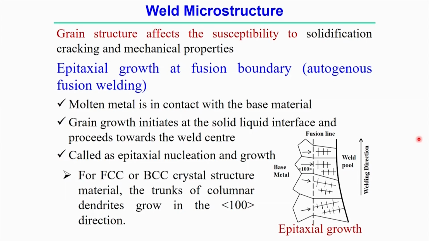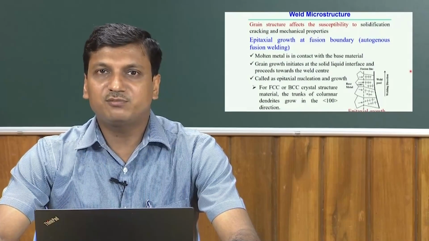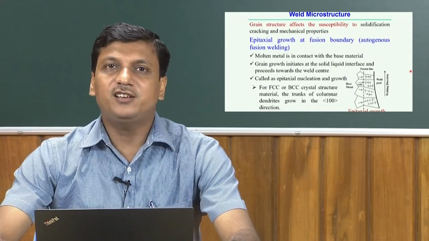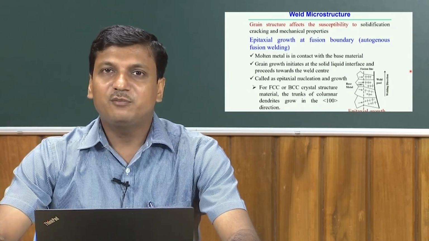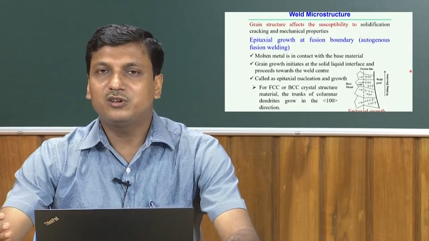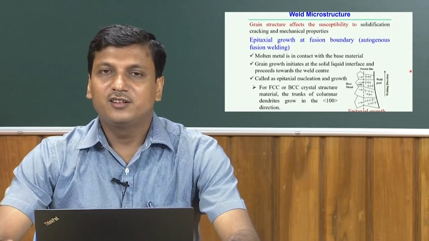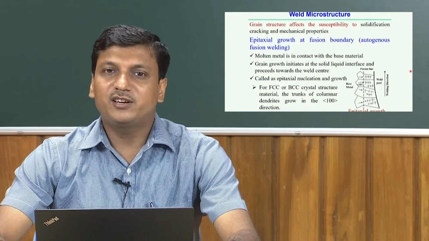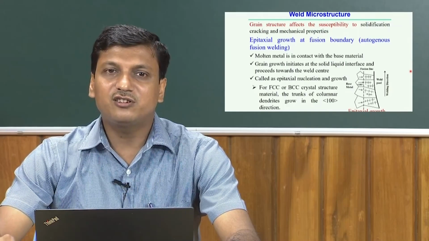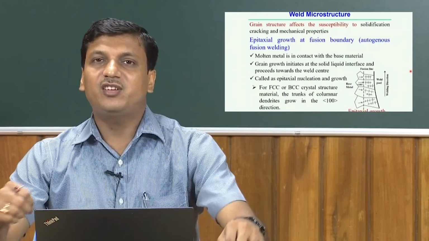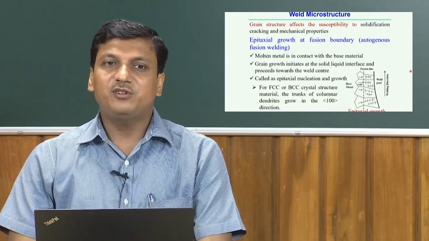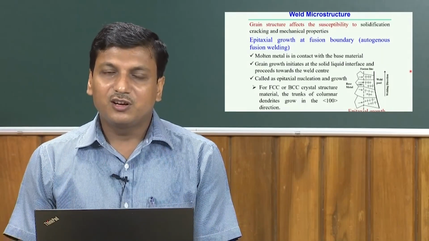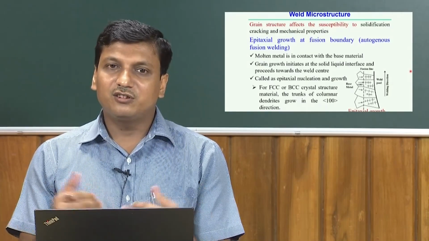So, grain structure actually affects the susceptibility to solidification cracking. It is very much linked with that, and finally, grain structure also defines the mechanical properties. So, it is necessary to link the final microstructure with the expected mechanical properties, or whether solidification cracking may occur or not. That kind of information can be obtained if we analyze the mechanism of grain structure, or weld microstructure formation, during the solidification process.